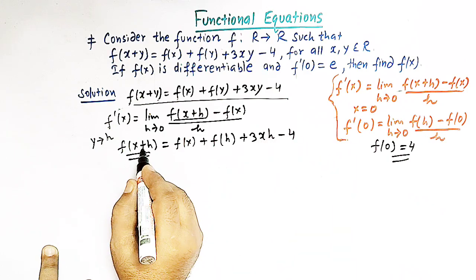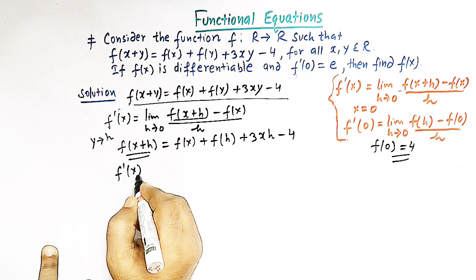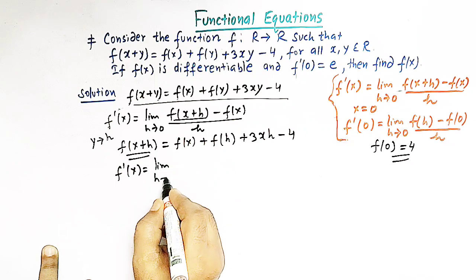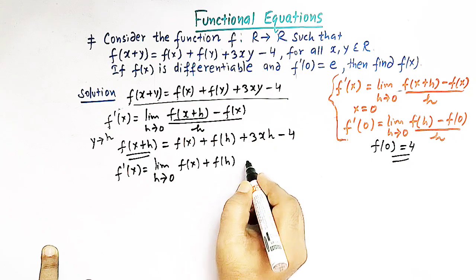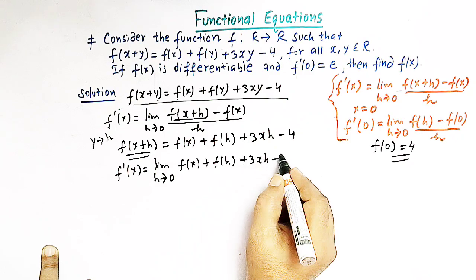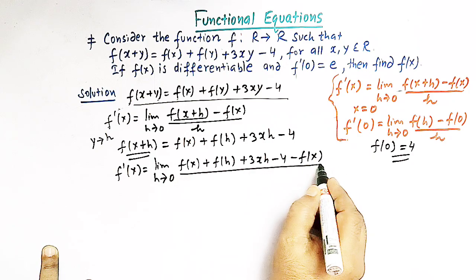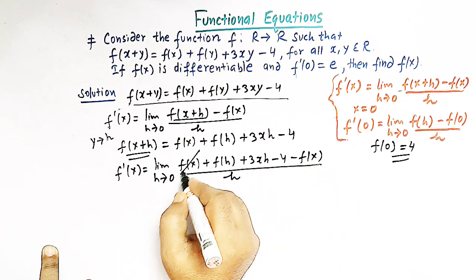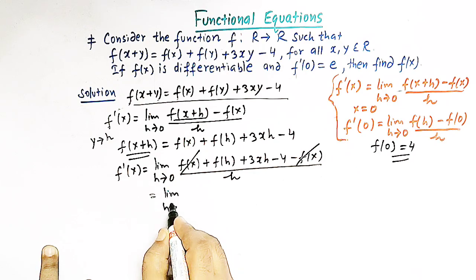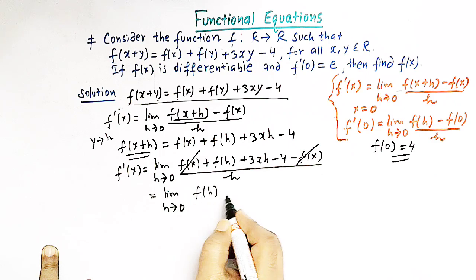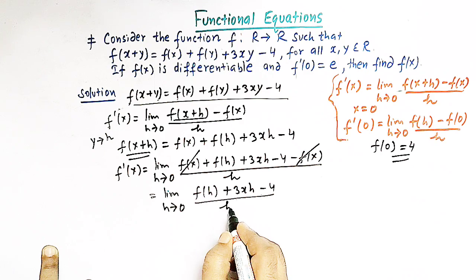So let us substitute this value over here. So we have f'(x) = limit h tends to 0 of [f(x) + f(h) + 3xh − 4 − f(x)] divided by h. Now f(x) and f(x) get cancelled, so we are left with limit h tends to 0, [f(h) + 3xh − 4] divided by h.